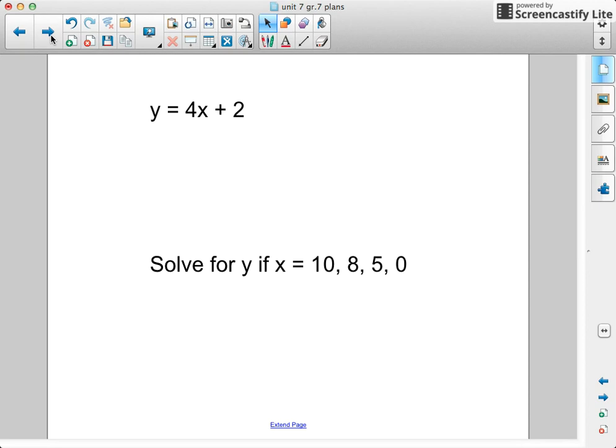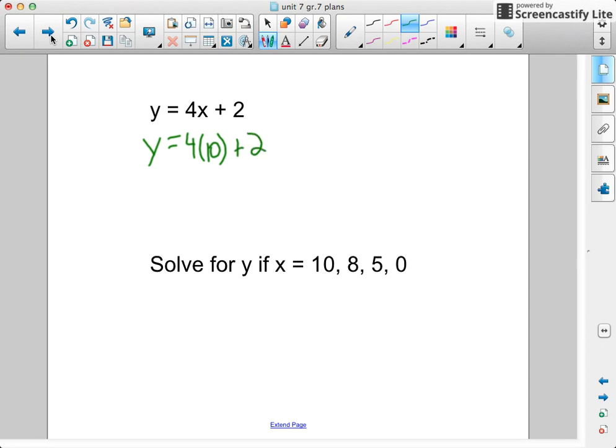You might have an equation that looks like this, y equals 4x plus 2. Well, this says a number equals 4 times a different number plus 2. So if x were to equal 10, I want to know what y equals. Well, instead of x, we're going to put in 10. And we're going to solve. 4 times 10 is 40, plus 2 is 42. So y would equal 42 if x equaled 10.